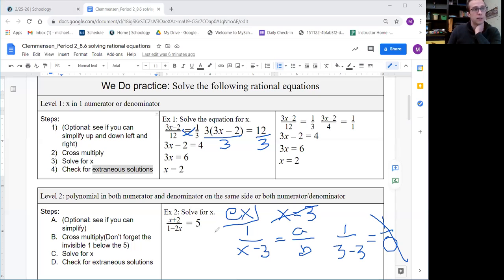Are there any questions on that? On what an extraneous solution is, how we got it, any of those types of things? Anybody need me to repeat it? Anything?